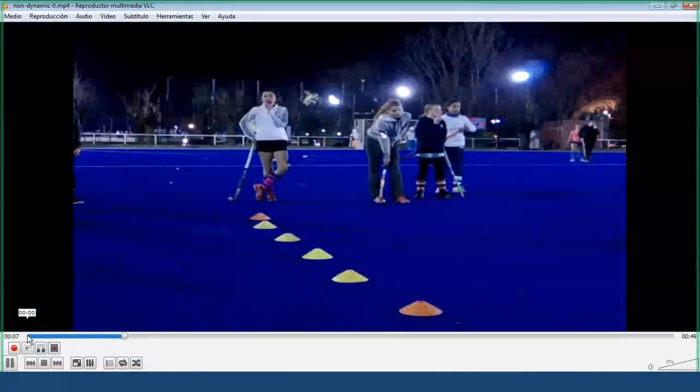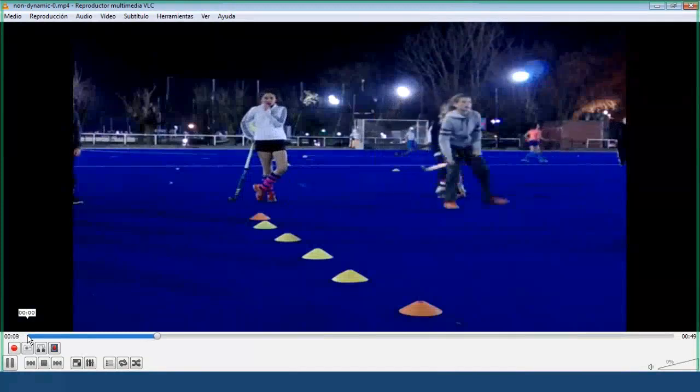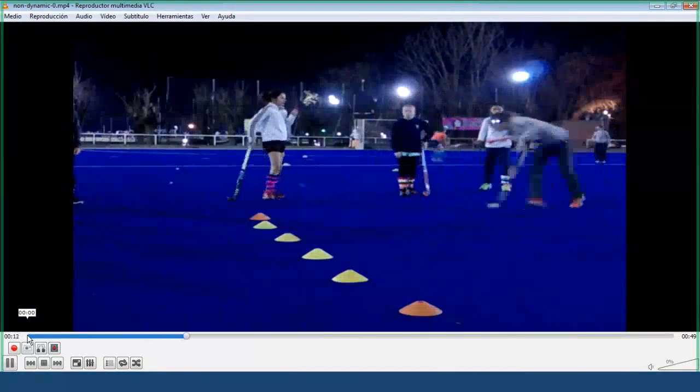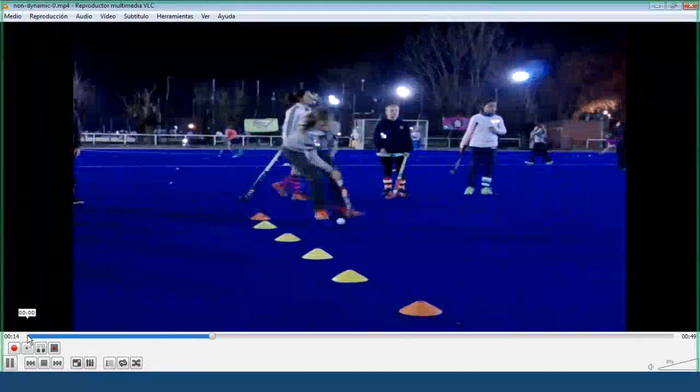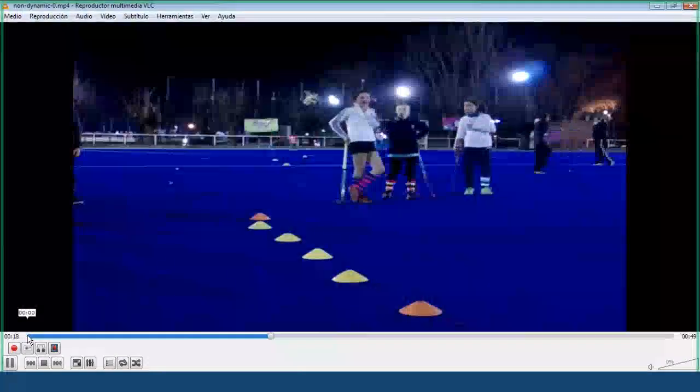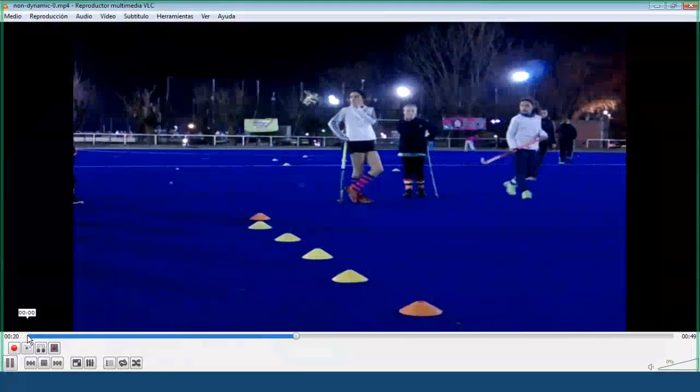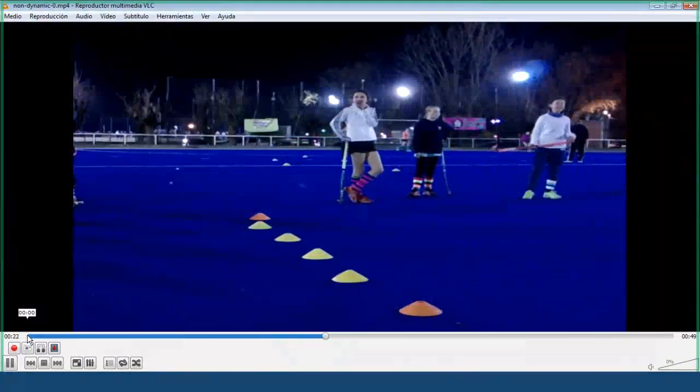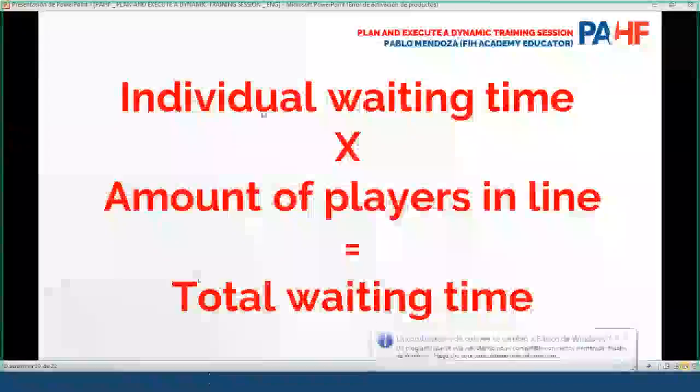Let's call it five. Let's say that until the ball returns, which I know looks longer than it actually is, let's say that's another 5 seconds. And we have five players executing this exercise. So, go back to the PowerPoint.